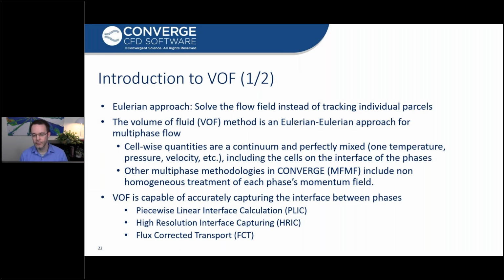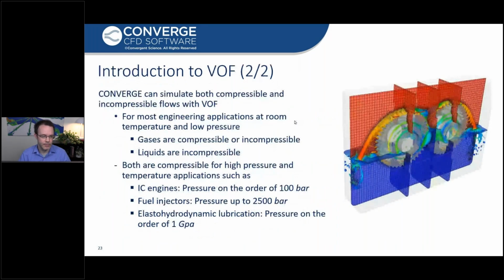Now, VOF in Converge has several options for the interface tracking, including PLIC, ATRIC, and FCT. The ATRIC and FCT are the two approaches applicable to compressible flow problems, which are the main topic for discussion today. So those will be the two interface tracking schemes that we look at for these types of problems. So in general, Converge can simulate both compressible and incompressible flows with the volume of fluid method.